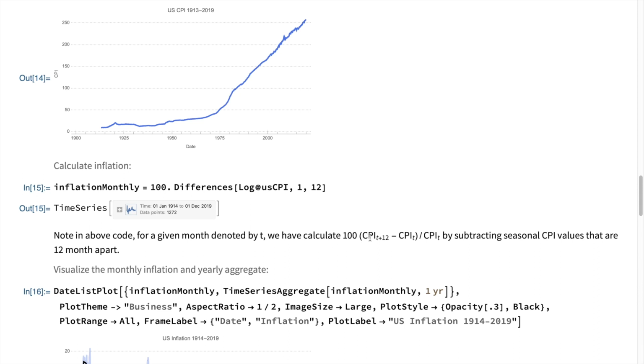For example, the CPI of April 2016 minus the CPI of April 2015, all divided by the CPI of April 2015. To do this, we can use the fact that the derivative of the natural logarithm of x is 1 over x. If you haven't learned calculus yet, don't worry too much about this. It's only a technical detail in the calculation. After we take the differences of these logarithmic values, we can multiply them by 100, which then shows us the percent change. We can do this subtraction across 12 months using the Differences function, in which we will indicate we want the first differences of values 12 elements apart.